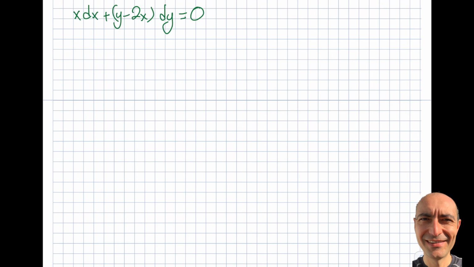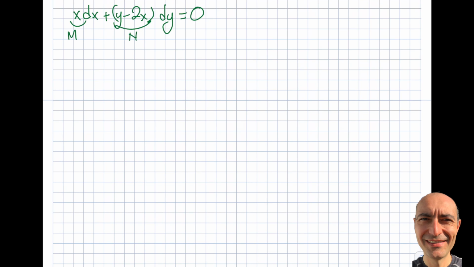Well, let's see whether this is exact or not from the previous segment. This is called M. If you remember, this is called N. Del M del y will be 0. Del N del x will not be 0. So this is not exact, as an example, right?